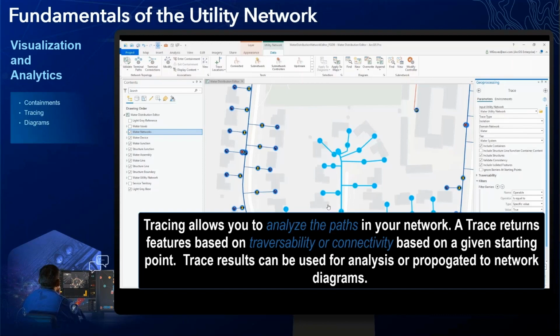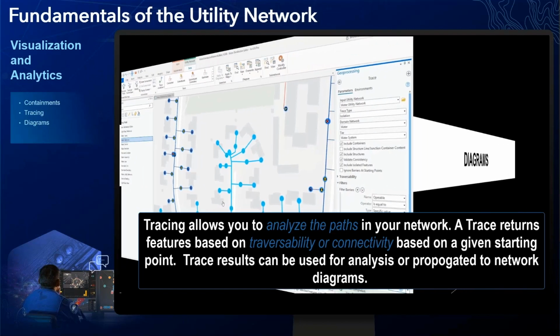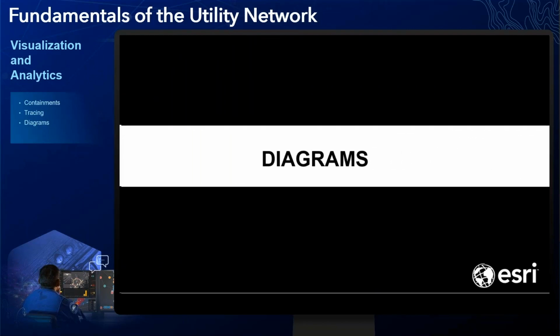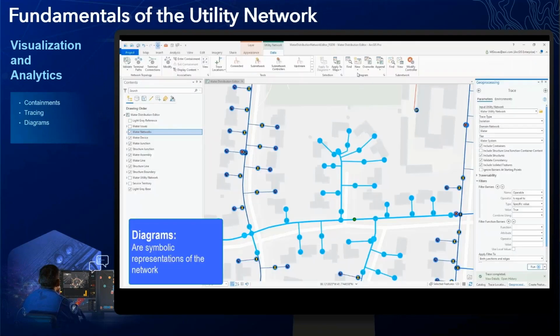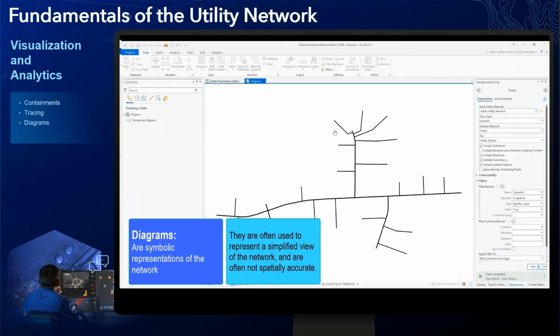Let's now talk about network diagrams. Diagrams are a symbolic representation of the network. They are often used to represent a simplified view of the network that is often not spatially accurate. Let's look at a simple single line diagram next to a map view.